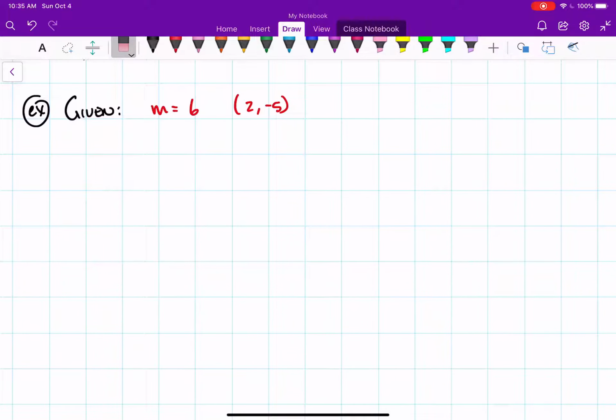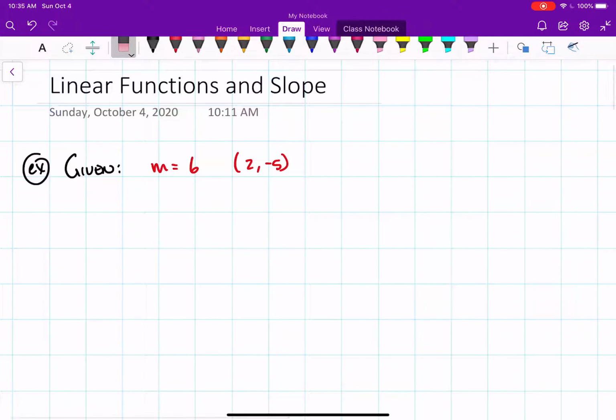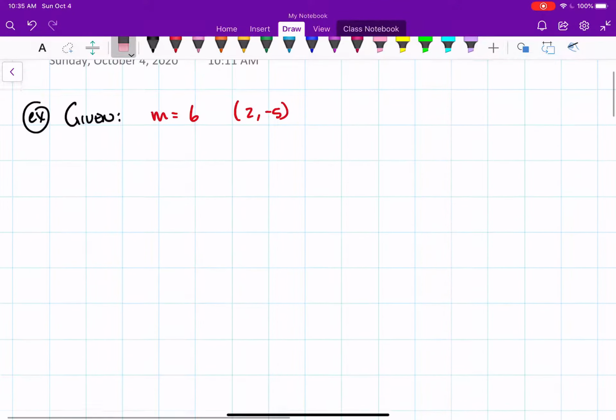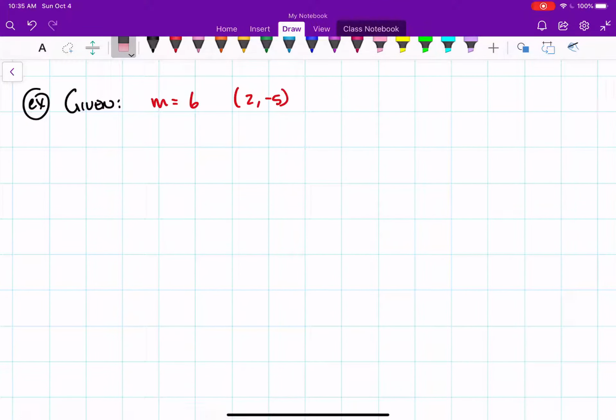Alright, so today we're talking about linear functions and their slope. First I'm going to start with an example. If we're given a slope and a point, most of you like to start with the point slope form, where you will say y minus negative 5 is equal to 6 times x minus 2.